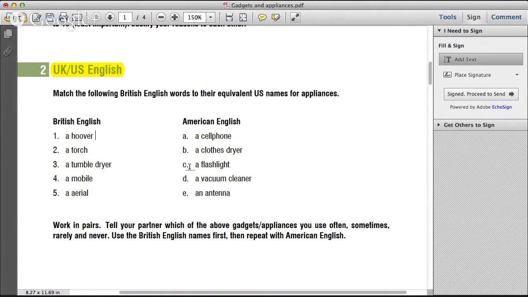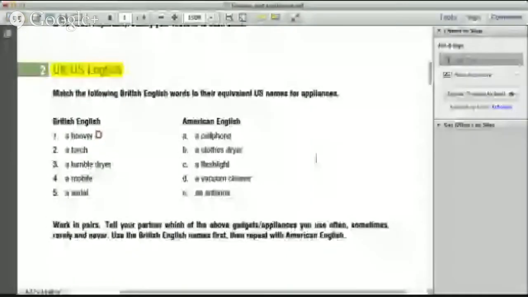Okay, which was the Hoover, and the Hoover matches with which one? A vacuum cleaner. Yeah, vacuum cleaner, D. Okay. All right. So let's take a look here.